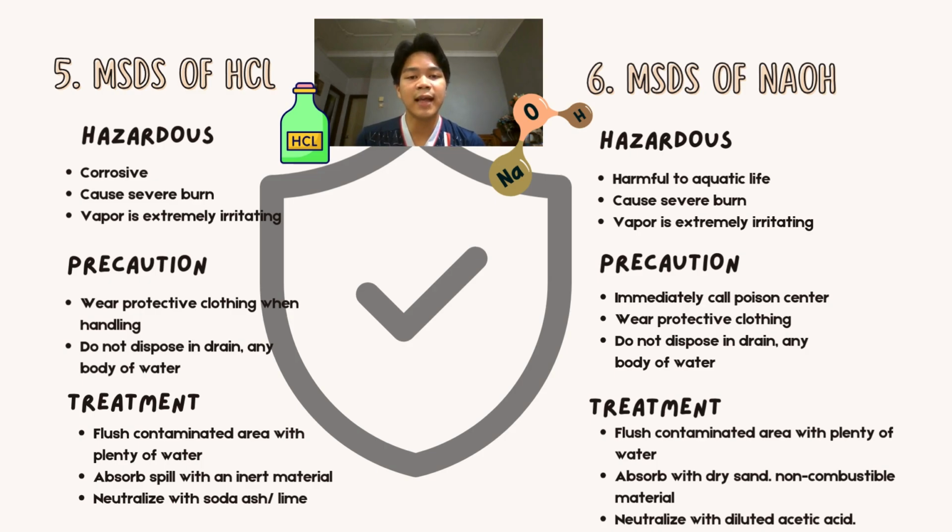For sodium hydroxide, its hazard is that it is harmful to aquatic life, it causes severe burns, and its vapor is extremely irritating. For its precaution, immediately call the poison center, wear protective clothing, and do not dispose in a drain or any body of water. For its treatment, flush the contaminated area with plenty of water, absorb with dry sand or any non-combustible material, and neutralize the spillage with diluted acetic acid.